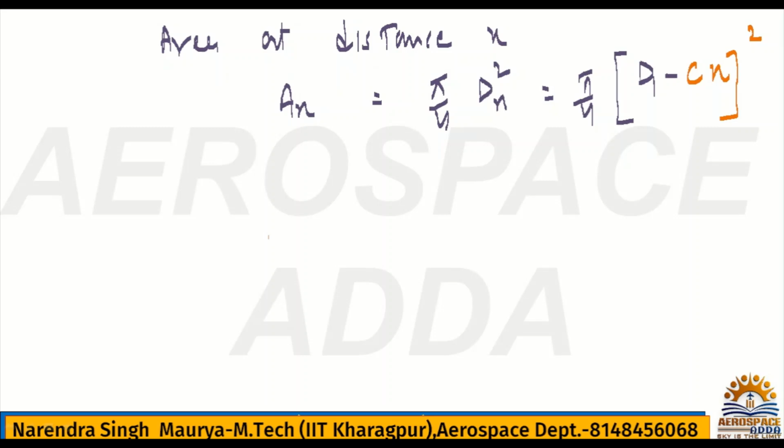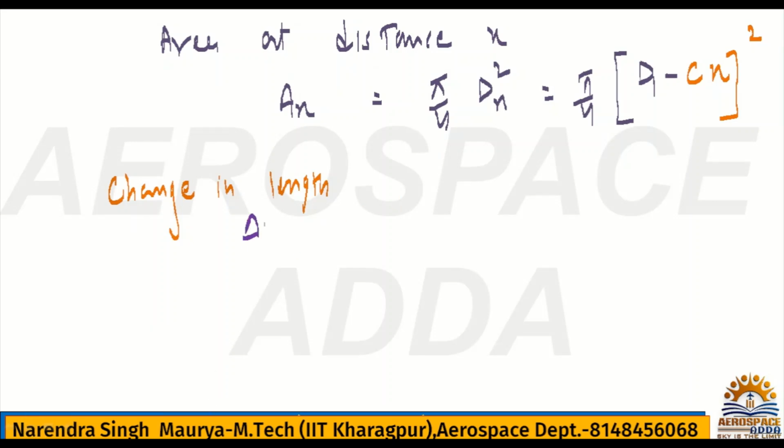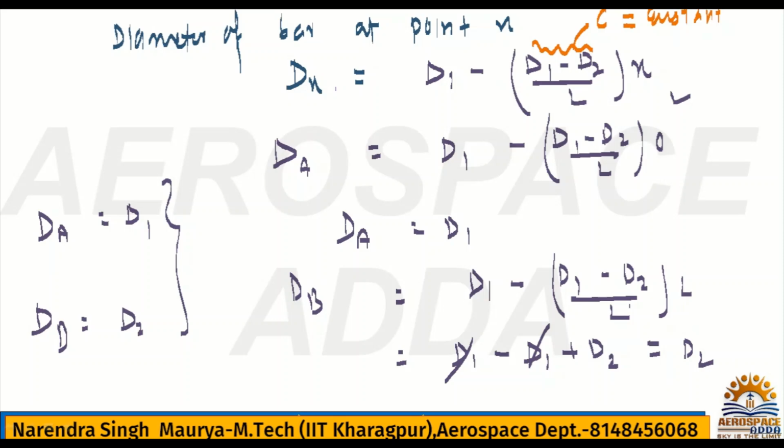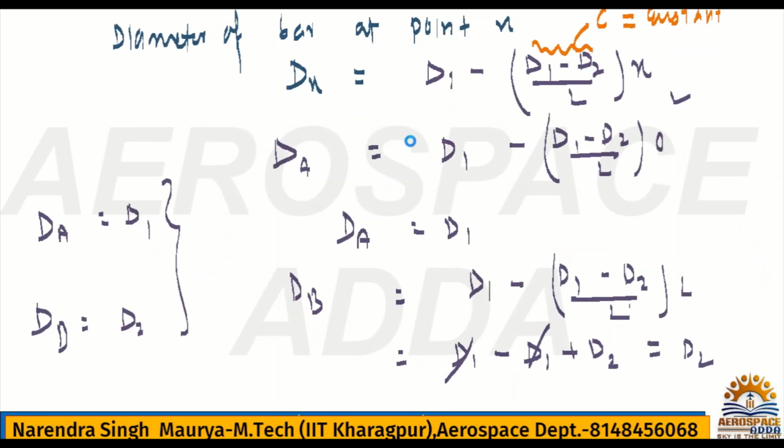Now if you want to calculate the extension or change in length, what is the change in length? Let me remind you the formula. Change in length is nothing but delta L. What is the formula? PL divided by AE. Simple. This was the formula, right? Now you are calculating the change in length for this small strip. What is the strip? Elemental strip dx.